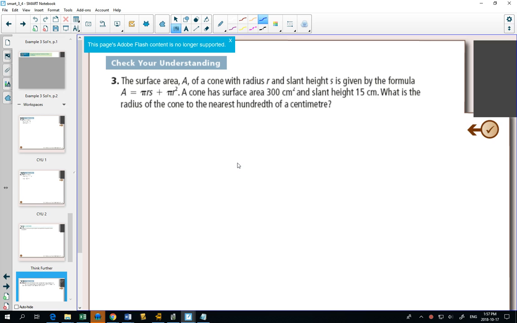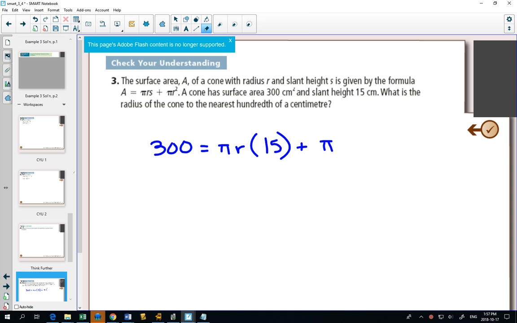Surface area of a cone is given with this formula, and it tells us the surface area is 300, the slant height is 15. So you've done questions before where you've had a formula and you plug numbers into it. What makes this one different is after we plug in all of the numbers, slant height is 15, and the radius, just r squared. There we go.